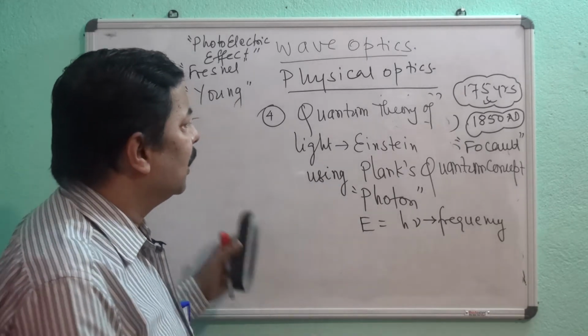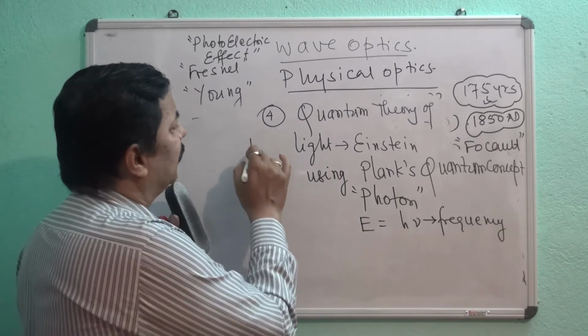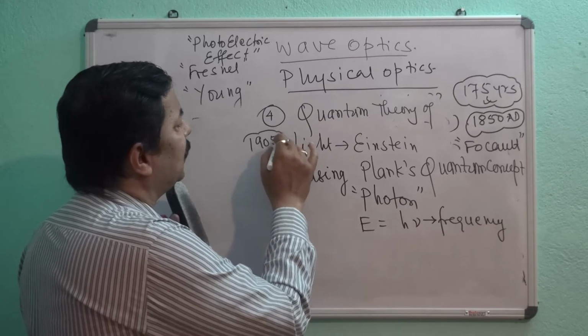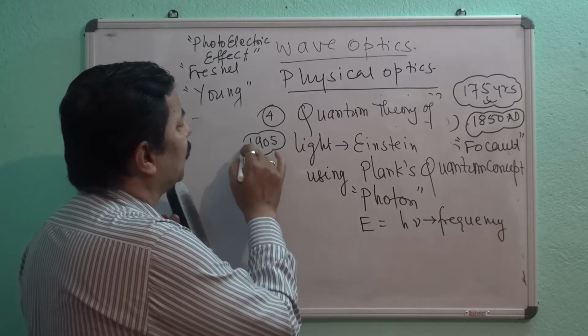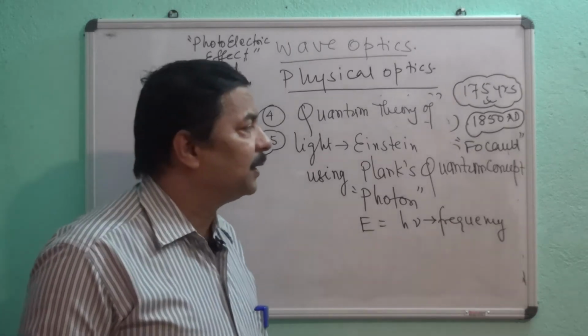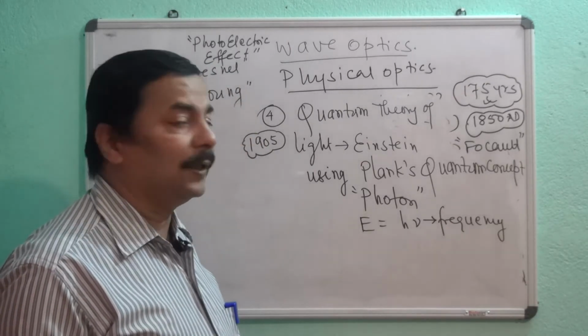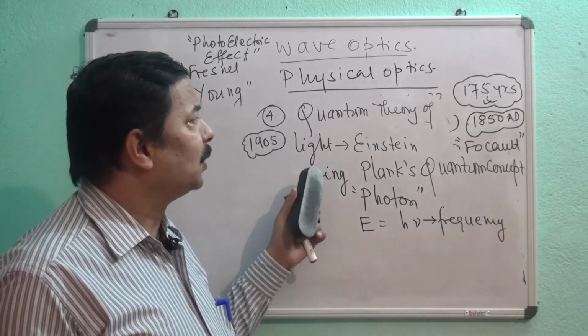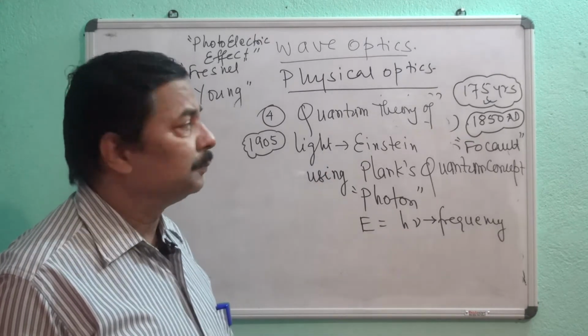And thus it was the year 1905 when Einstein was awarded the Nobel Prize in Physics. The Nobel Prize in Physics was given to Einstein for the successful and correct explanation of the photoelectric effect.